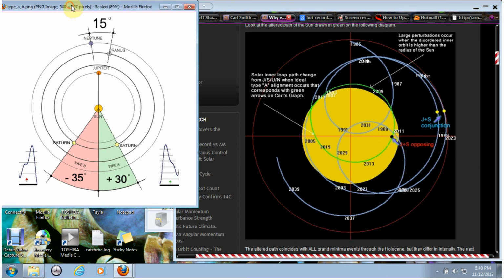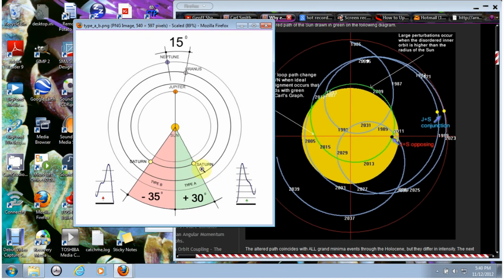I'll just highlight that position. I'll bring that into frame. Now you can see when Neptune and Uranus are together, or close together, they don't have to be right together, with Jupiter in between them and Saturn on the other side, that's when we get our disruption. That's when the disordered orbit happens, and only then. Now, the position of Saturn is crucial to what type of disorder we're going to have.